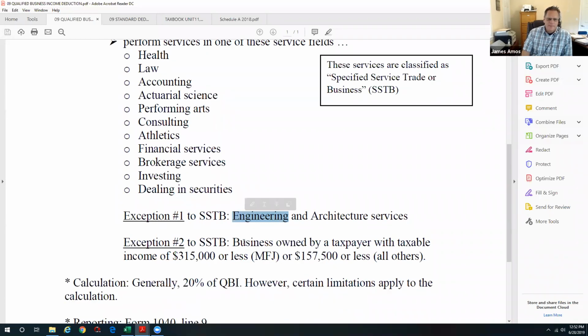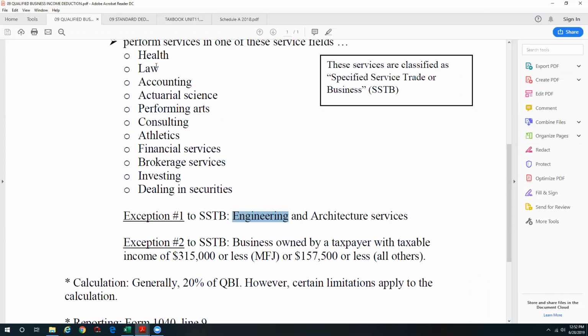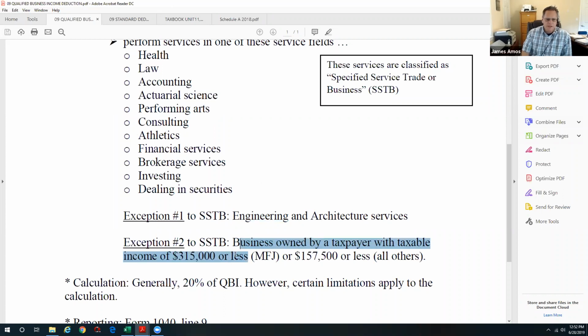Okay, now, here's the big one. By the way, was it Sheila who said, well, I do this kind of thing? This is going to be the big one that kicks you back into being able to claim it. Aha. If you're a self-employed business that is disqualified because of the general rule under the SSTB, but you're a business owned by a taxpayer with taxable income of $350,000 or less, or $315,000 or less. Right? I know you wish you were getting disqualified.